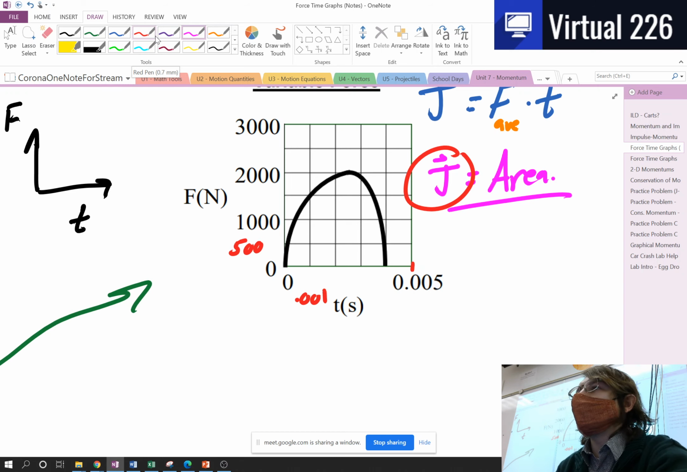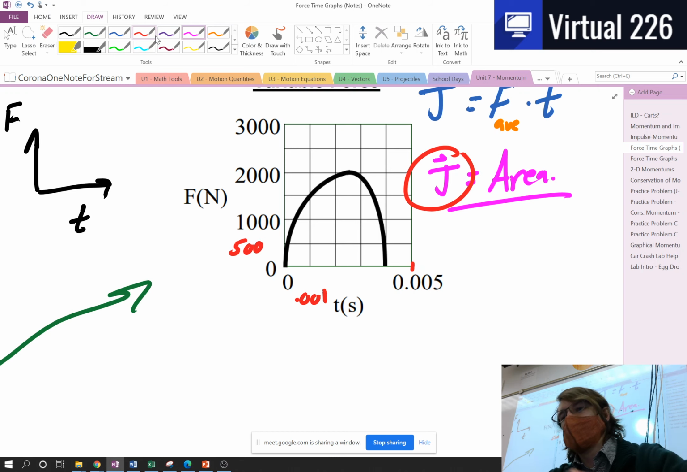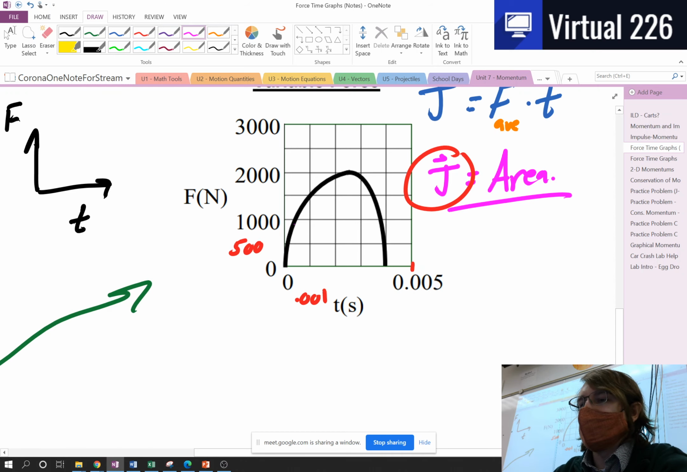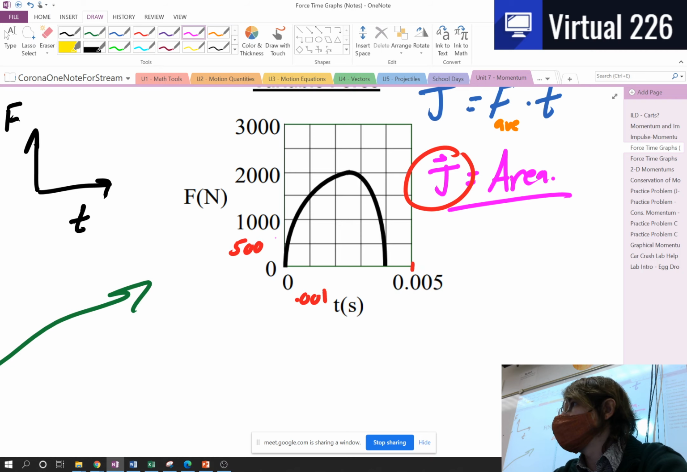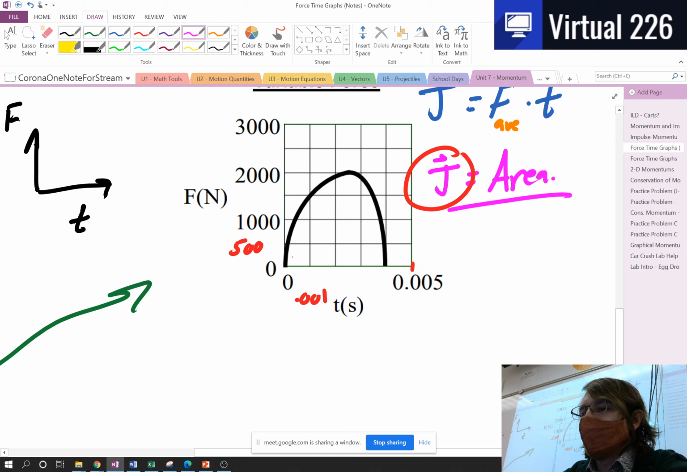We'll just count these blocks up, and we will have to do a little bit of estimation here, because some of our blocks are kind of cut in half, so just use your best judgment, okay? So let's just do this. Let's just count the blocks together.